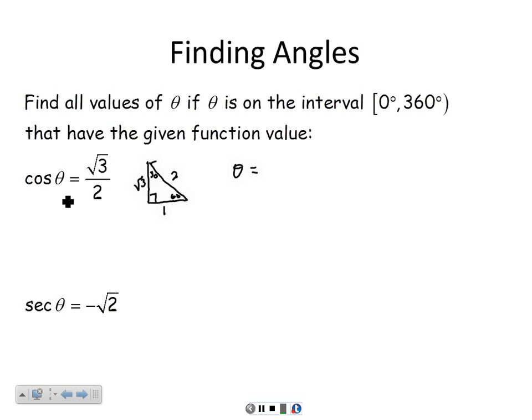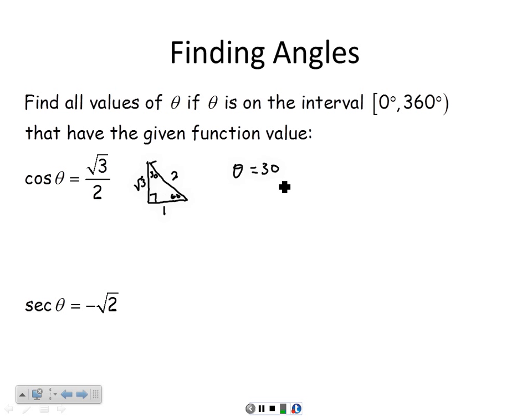So, if we know that cosine is adjacent over hypotenuse, we have to look at what angle has a square root of 3 as an adjacent leg, and then of course the hypotenuse is 2. So we're looking at 30 degrees. Do you see how I did that? Cosine of theta. Cosine is adjacent over hypotenuse. So we have to look for an angle that has an adjacent leg of square root of 3 and of course the hypotenuse of 2. So that's square root of 3 adjacent and hypotenuse. So that's going to be our 30 degree angle.